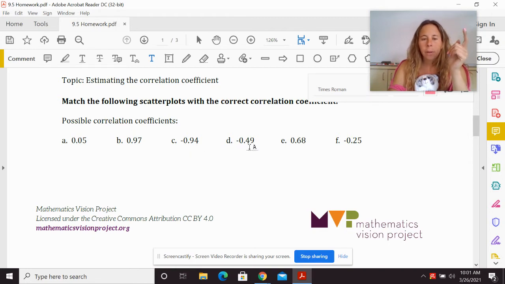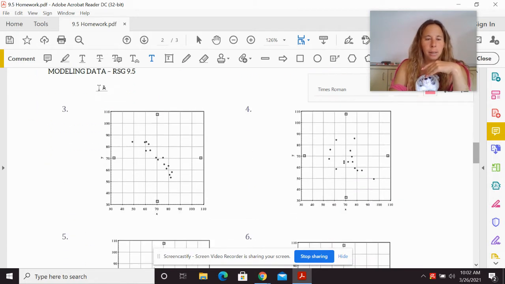Negative. Okay. It's also negative, but that one's not very strong. And that one's really weak. Okay. So C is probably our best bet. So number 3, I'm going to put as C.